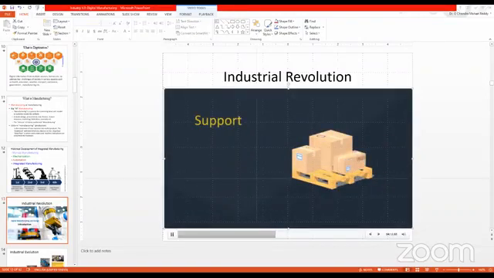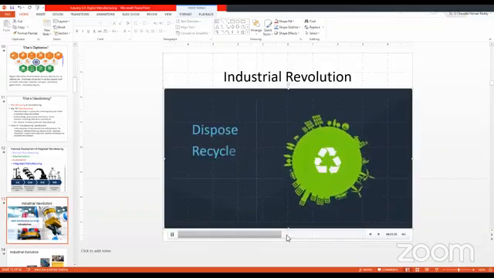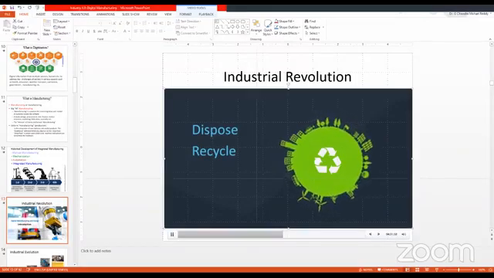Once produced and purchased by the customer, the product must still be supported. The support stage of the life cycle is where you provide the customer with information to assist in the effective use of the product and maintain the operational performance of the product. A product's life cycle ends with disposal and recycling.